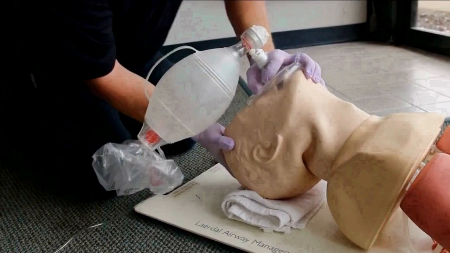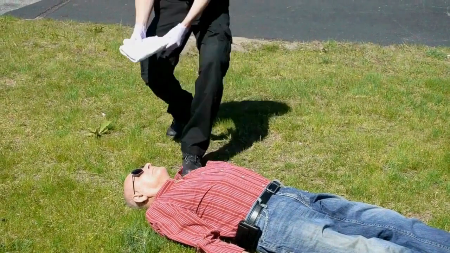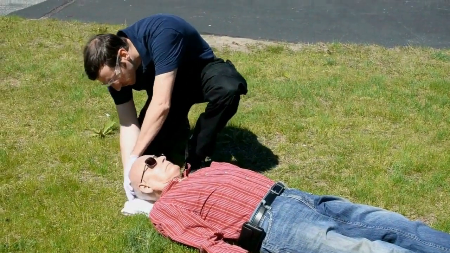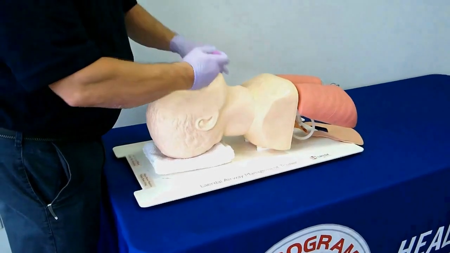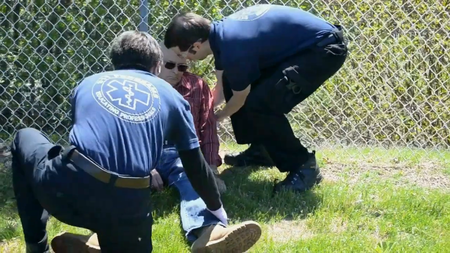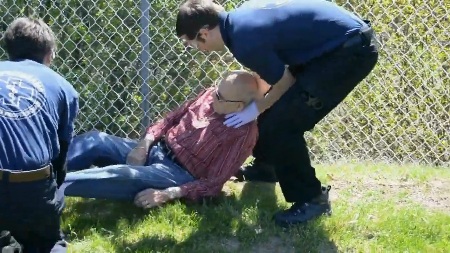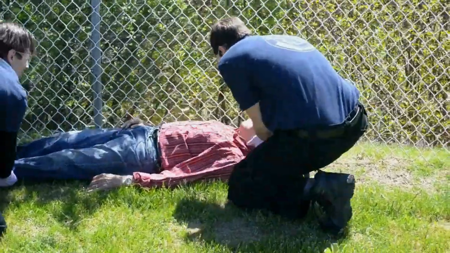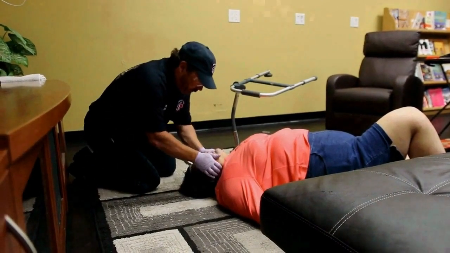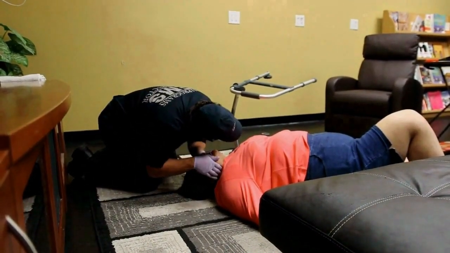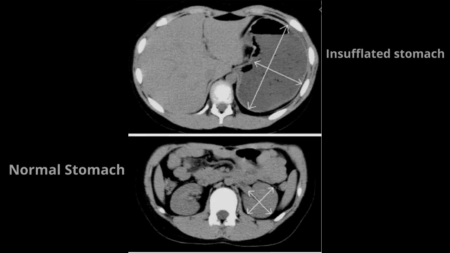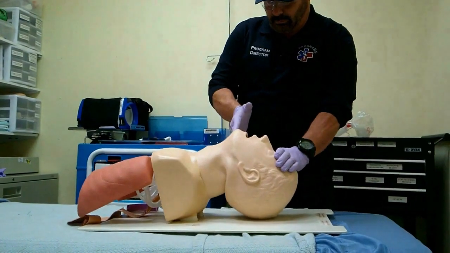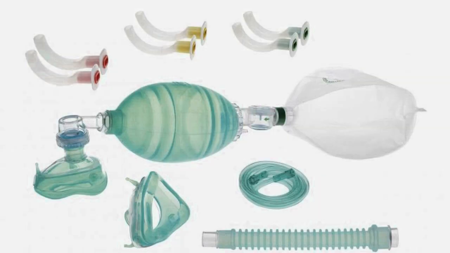Effective ventilation also requires strict attention to maintaining an open airway. Please see our other videos on opening the airway in trauma and non-trauma patients, as well as our videos on use of airway adjuncts. Ideally, the patient should be supine during ventilation, although this may not be possible initially in rescue situations. When a patient requires ventilatory assistance, it is imperative to be mindful of the need to lessen gastric insufflation as much as possible. This is accomplished by using good technique and all available airway devices while ventilating the patient.